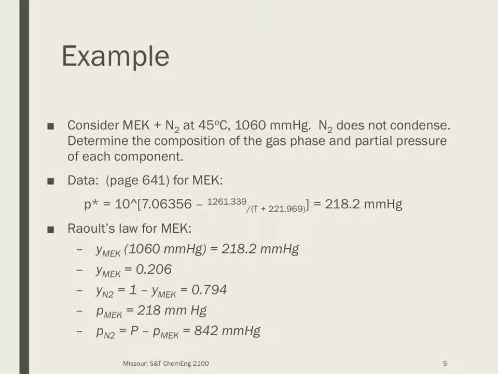So if I have the vapor pressure and I have the total pressure, I can solve for the mole fraction of MEK in the gas phase. So Y is going to be used to designate the gas phase for MEK with that subscript there. And I find that it's going to be 20.6% MEK, and the rest of it, 79.4%, will be nitrogen. The partial pressure is the same as the vapor pressure, so 218 millimeters of mercury. The partial pressure of nitrogen is the total pressure minus the partial pressure of the MEK, so therefore 842 millimeters of mercury.